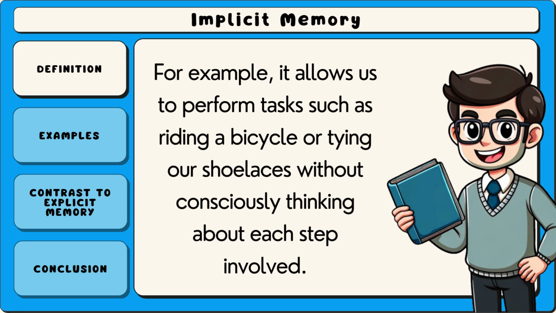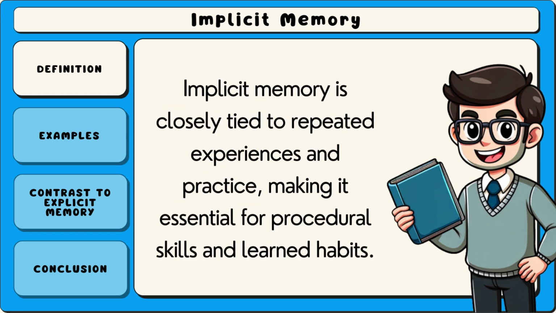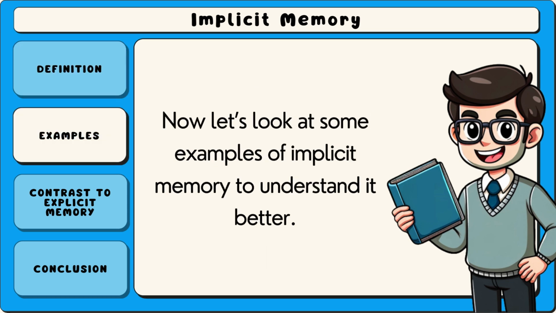about each step involved. Implicit memory is closely tied to repeated experiences and practice, making it essential for procedural skills and learned habits. Now let's look at some examples of implicit memory to understand it better.